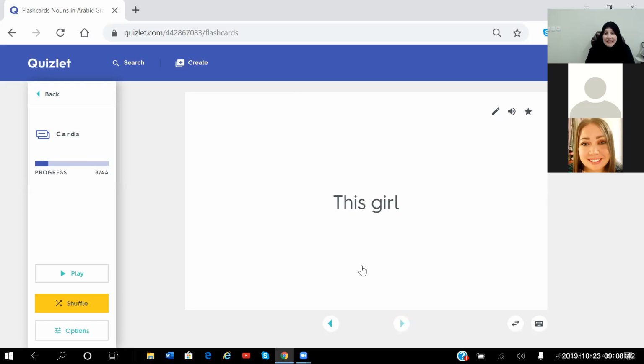Elise, how do we say this girl? Hadahi al-bintu. Very good. Hadahi, we need the feminine form of this. We add an alif lam and just one vowel marker at the end. Hadahi al-bintu. Excellent. Clayton, how do we say a student, a male student?